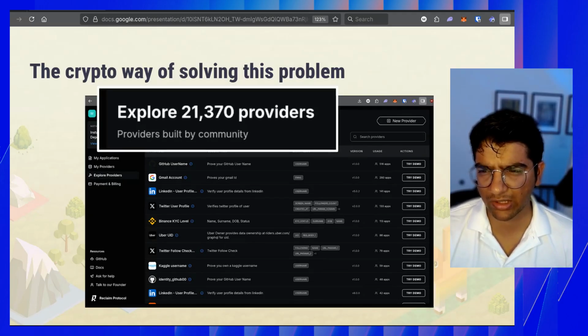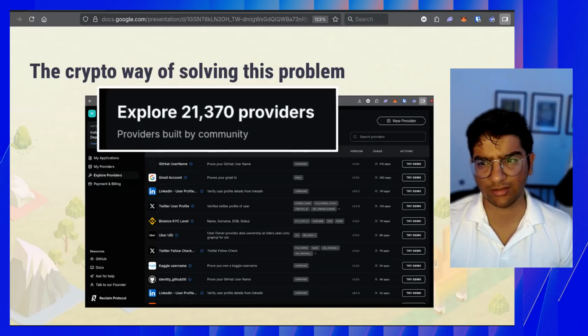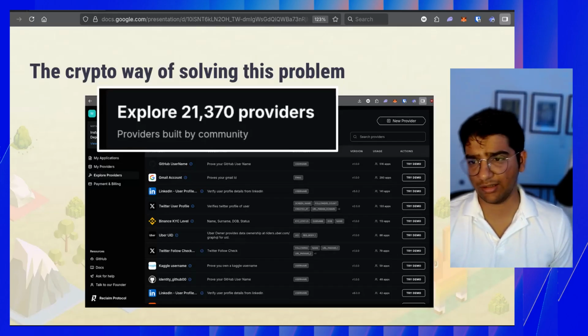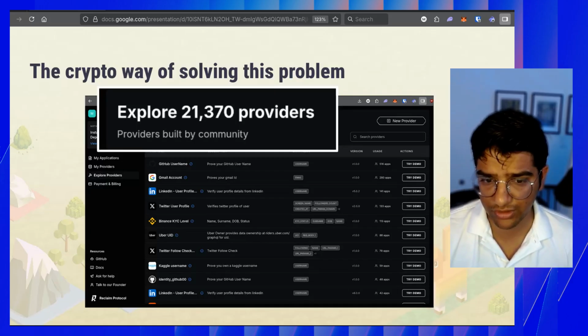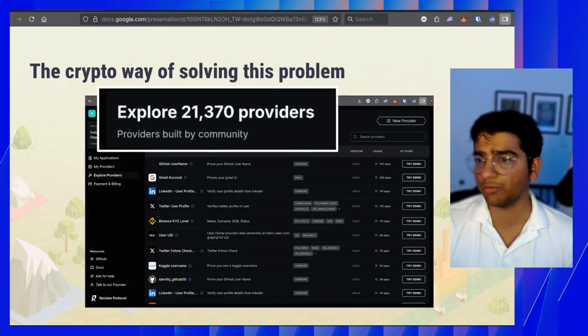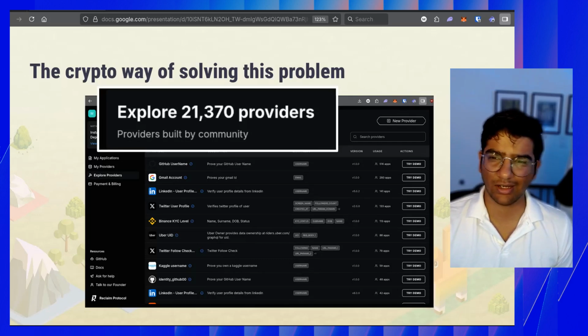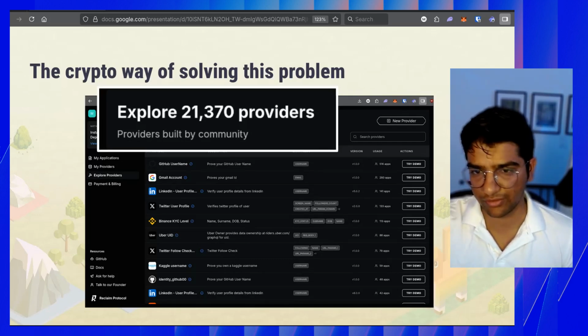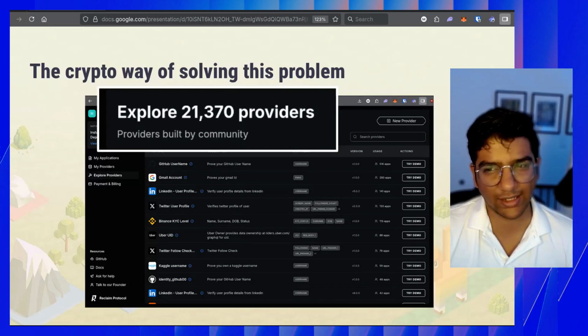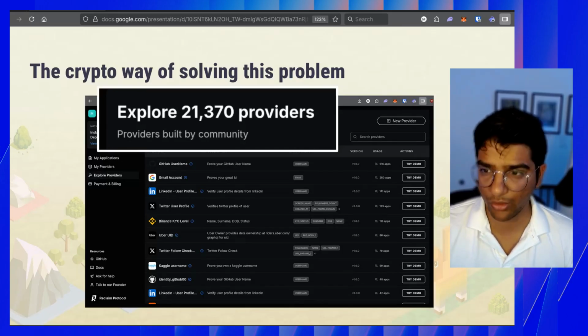21,000 providers is not very much, because there are 17,000 universities alone. There are tens of thousands of employers around the world. There are hundreds of government portals around the world, and probably millions of retail websites. So it's really only getting started. We have a long way to go.